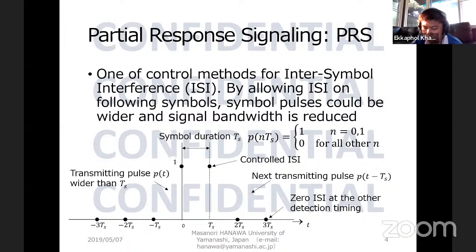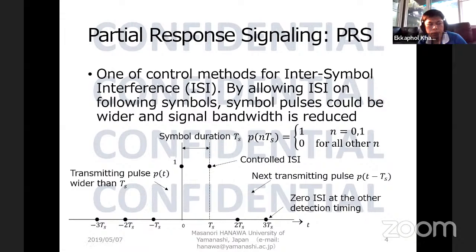And here there is an example explaining partial response signaling. This figure shows the sampled transmission signal for one bit, just for one bit. The horizontal axis is for time. And this TS is symbol time. TS is the period for one symbol. The symbol duration is TS.